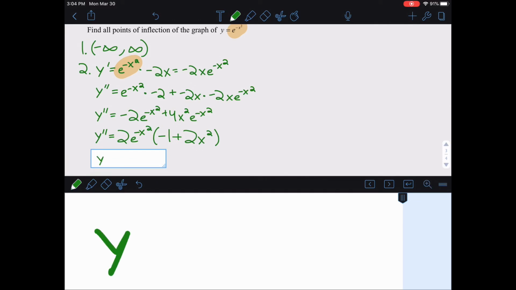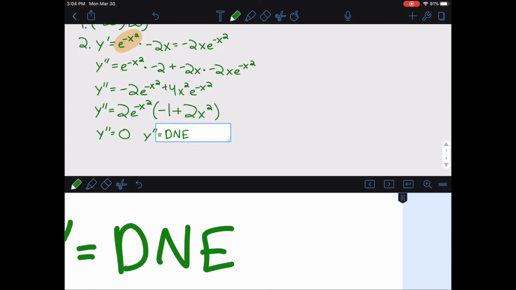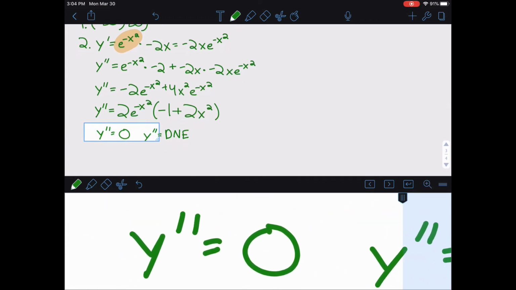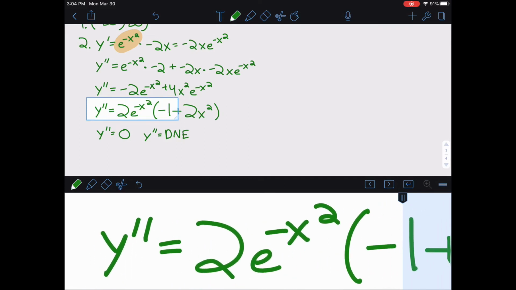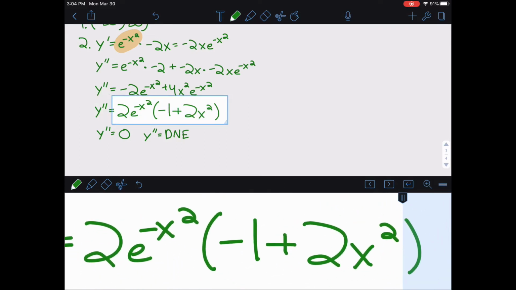And so I'm going to set y double prime equal to 0, and also set y double prime equal to does not exist. Okay, so let's set this equal to 0. Now, lucky for us, if I'm applying my zero product property, I can just set each of these factors equal to 0 separately.